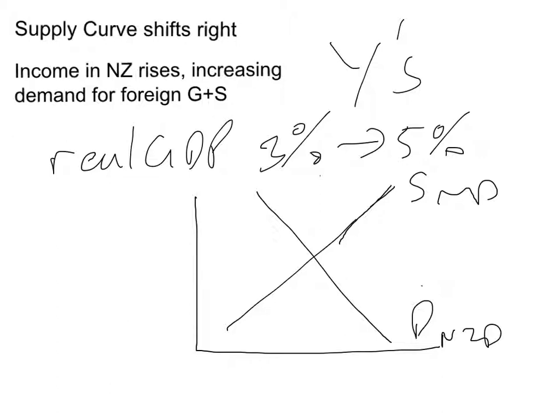Alright, and so what's going to happen is that supply curve is going to move this way, isn't it? And so what's going to happen is that the New Zealand dollar is going to depreciate, the New Zealand dollar is going to lose value. That's right.